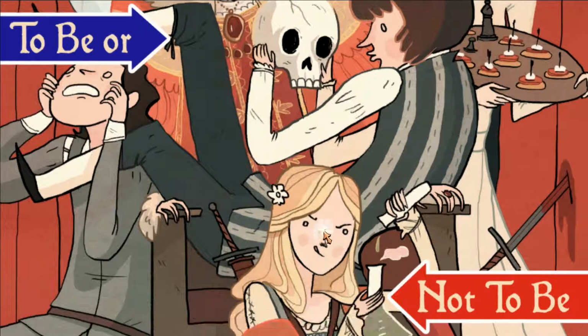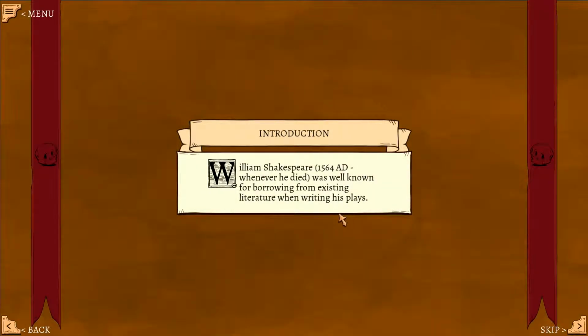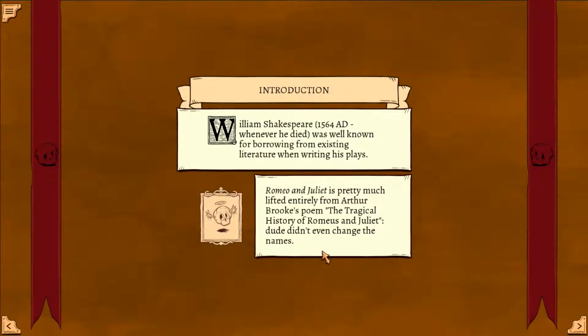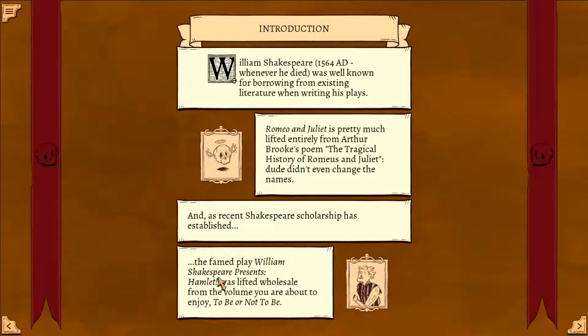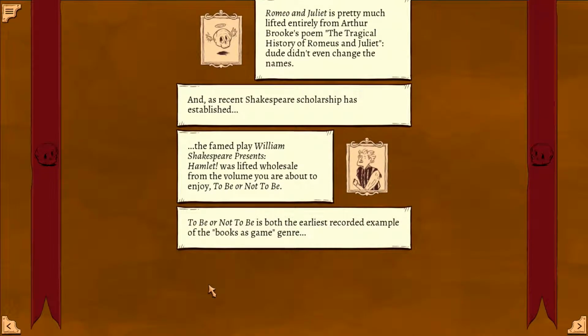Click anywhere. Oh. William Shakespeare, 1564 AD to whenever he died, was known for borrowing from existing literature when writing his plays. Romeo and Juliet is pretty much lifted entirely from Arthur Brooke's poem The Tragical History of Romeus and Juliet. Dude didn't even change the names. And as recent Shakespeare scholarship has established, the famed play William Shakespeare Presents Hamlet was lifted wholesale from the volume you are about to enjoy. To Be or Not to Be.